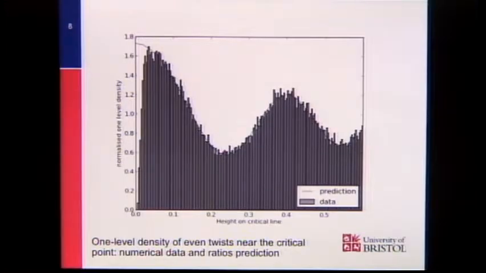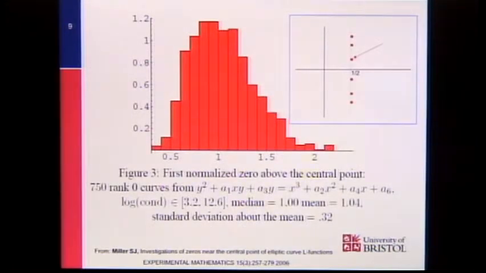So this phenomenon was first spotted by Stephen J. Miller. He did an experiment, using a different family of elliptic curve L functions, but you don't need to worry about that. The phenomenon is exactly the same. Here he's plotted something like part of the one-level density. He's taken just the first zero. Again, he has a family of elliptic curve L functions, 750 of them. For each of the 750 L functions, he takes the height of that first zero above the point of half, and he makes a histogram of the heights of those first zeros and gets a picture like this.